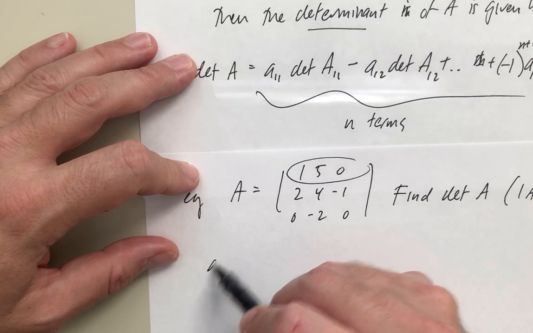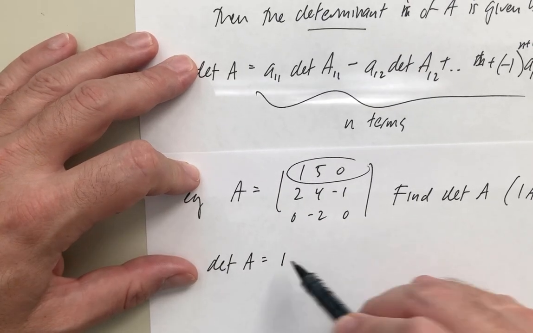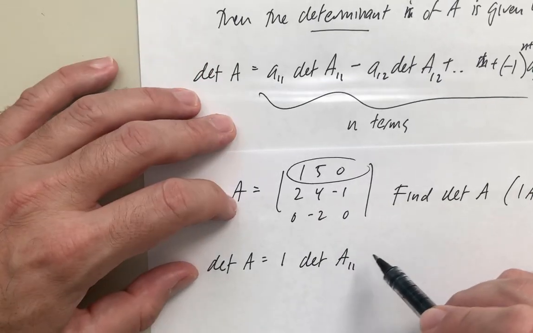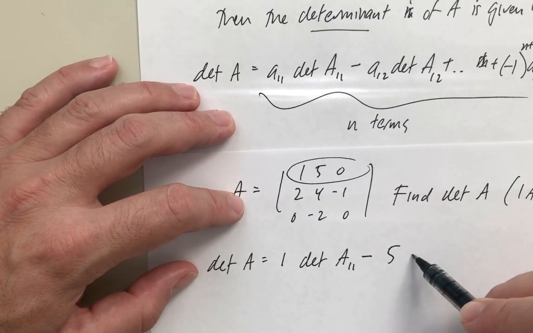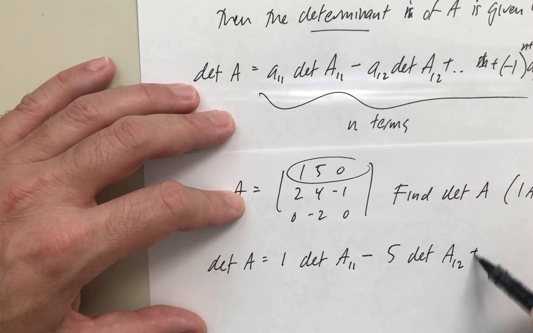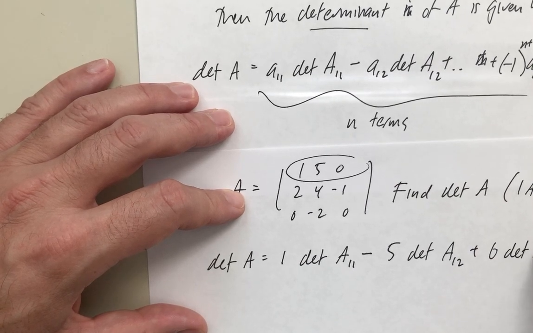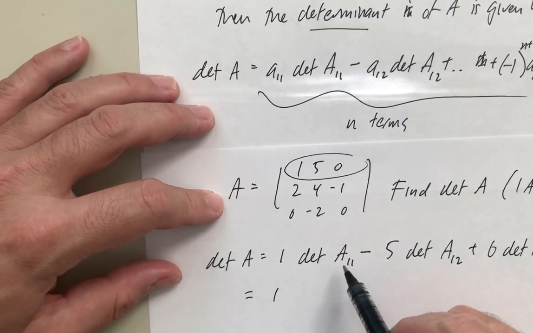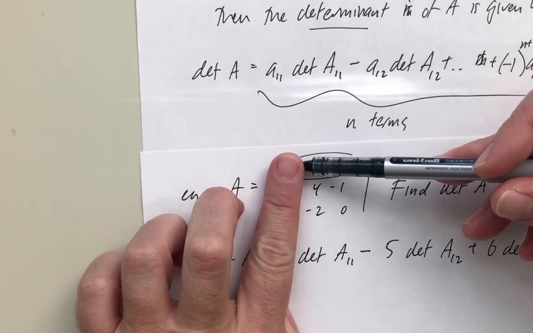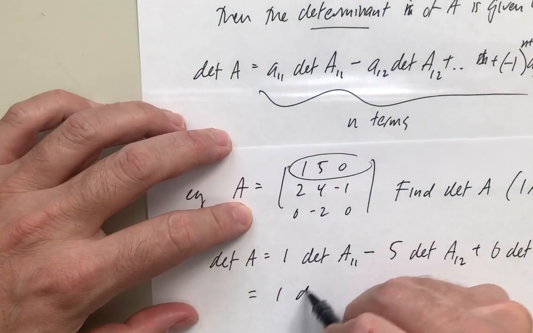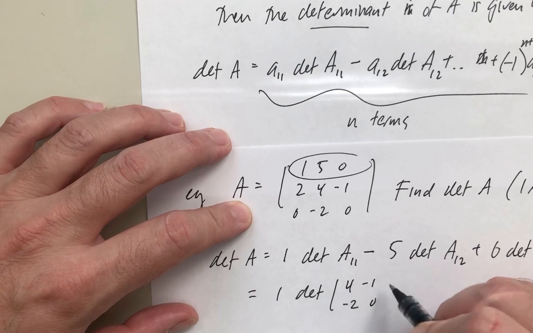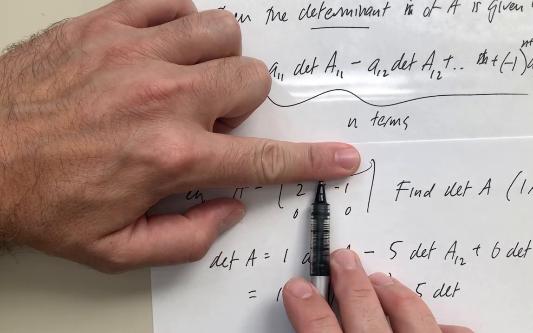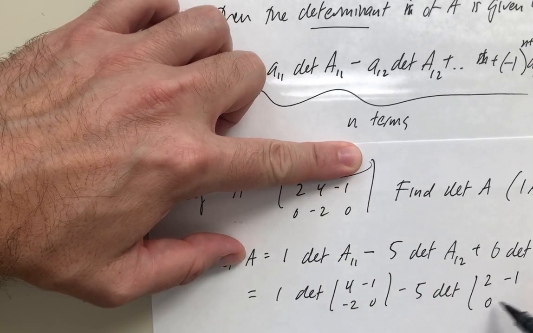And what I do is I say, well, det A is going to be, so first it's 1, right? And then times the determinant of, I'll write A11. I'll figure that out later. Then I take minus the next term, which is minus 5, times the determinant of A12. Plus, keep going, 0 times, well, it's 0, but it's times the determinant of A13 if we cared about that. Now, what are these determinants? Well, this is 1 times the determinant of A11, remember, is remove row 1, column 1, and what you get is the determinant of 4, minus 1, minus 2, 0. Minus 5 times the determinant of A12 means I cross out the first row, second column. You get 2, minus 1, 0, 0.